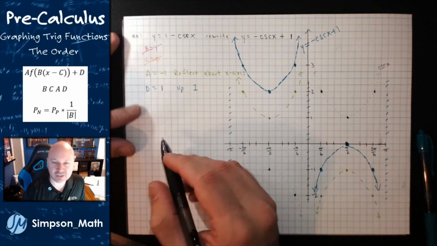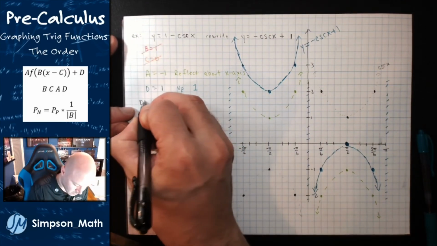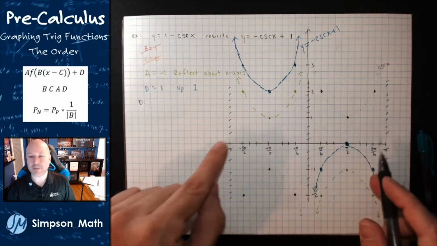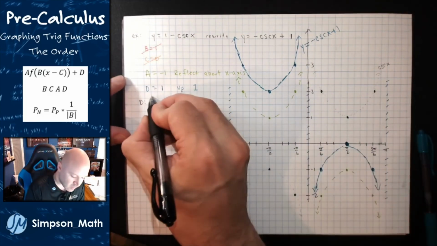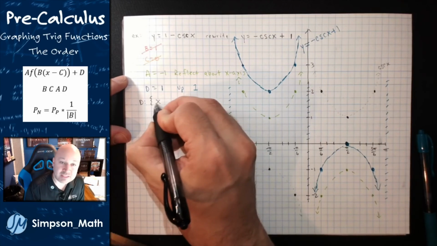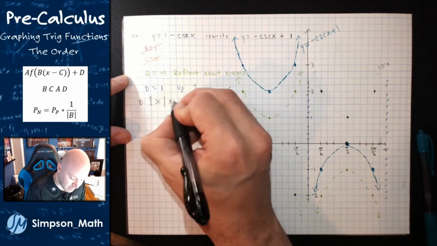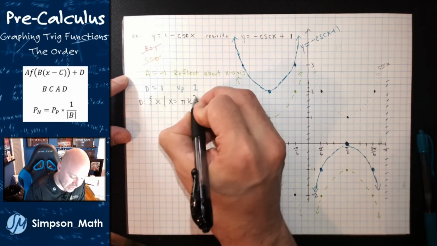Before I finish, I should talk about the domain. Well, 0 is a problem, and then every pi interval after that. So I will say all x's work, but I do have a problem at pi k.